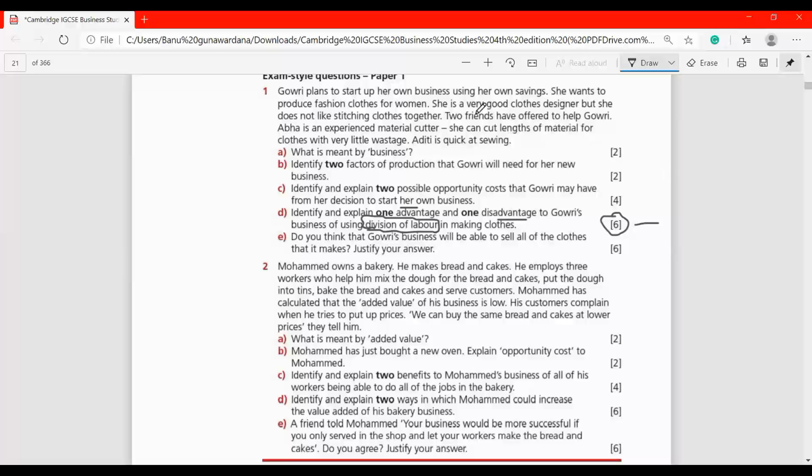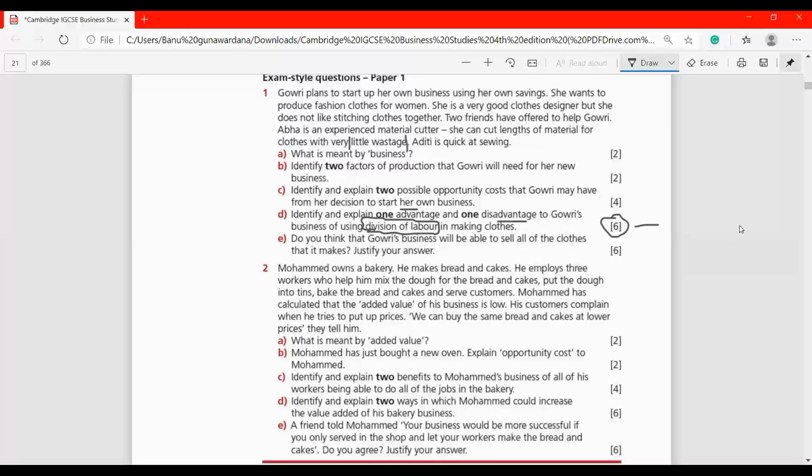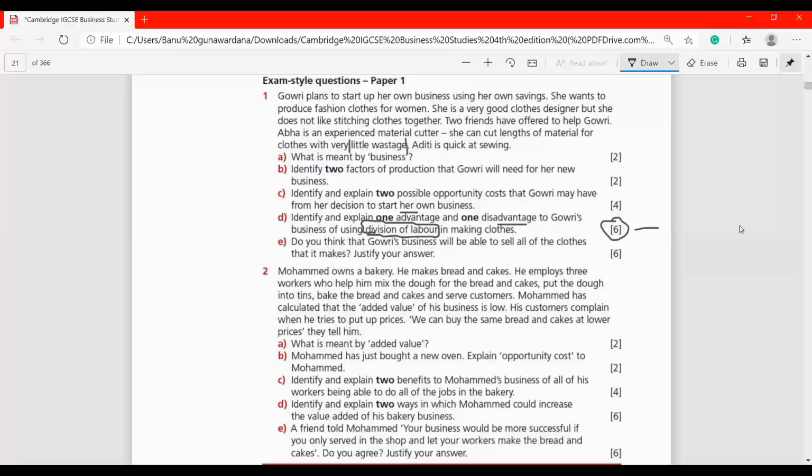The case study itself implies that she can cut lengths of material for clothes with very little wastage. Now Abba, who is enabled to focus on the material cutting aspect of the production process, is able to minimize the wastage. So the first advantage is, if Gauri uses division of labor, she will be able to mitigate the wastages and lead to efficiency in producing the clothes for women.